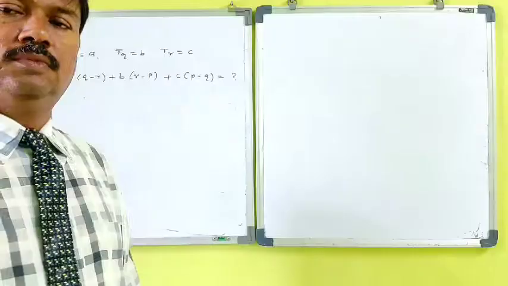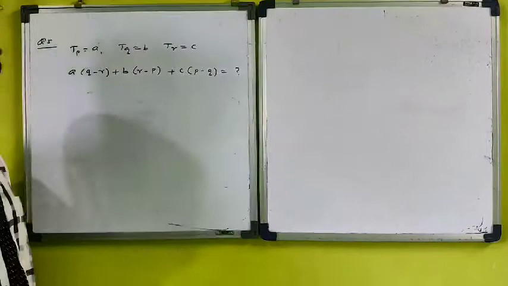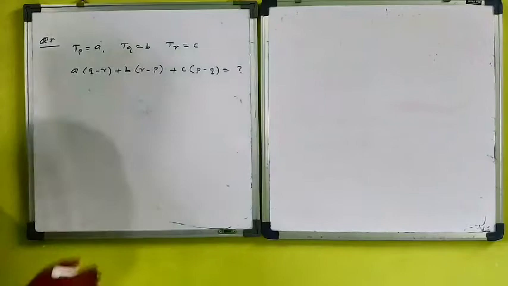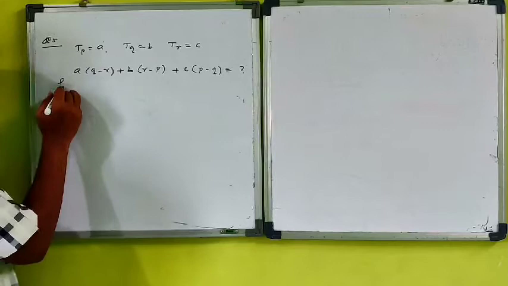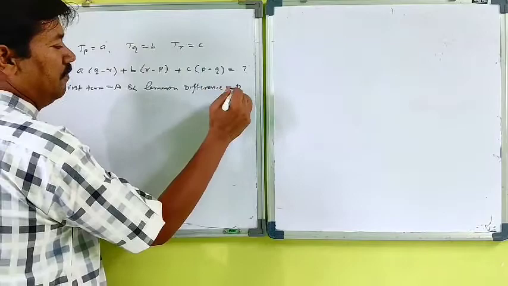Yes, in the next question, question number 5, it is given that TP is a, TQ is b and TR is c. The question is, what is the value of this expression? Now let the first term be capital A and the common difference be D in this progression.